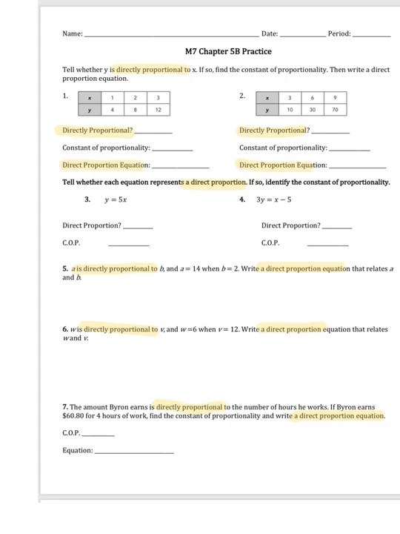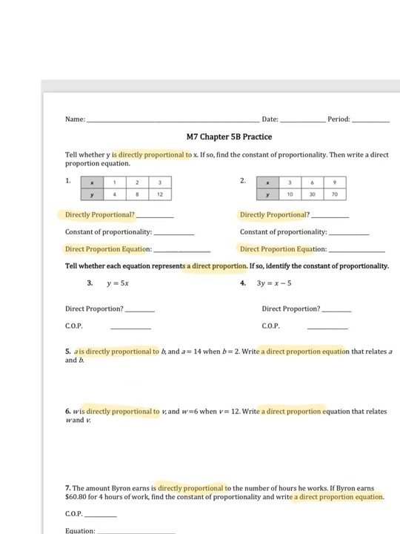Do you see that all these problems have to do with things that are directly proportional? And what you should know right now is that direct proportion equation is y over x equals k, the constant, or y equals the constant times x. And you have to know those two formulas to do direct proportion. And we're going to do a lot of it for this chapter 5B, so you'll be fine. You'll be able to do this. Okay, so here we go.